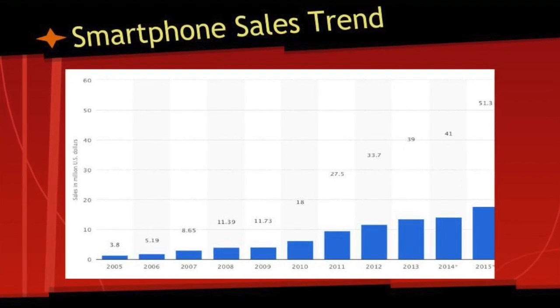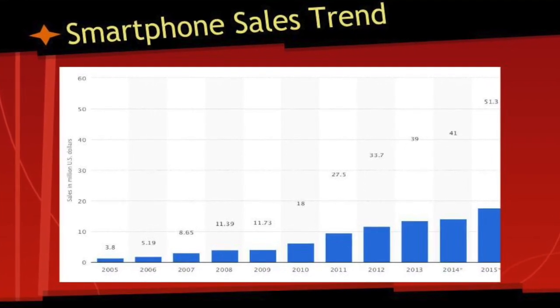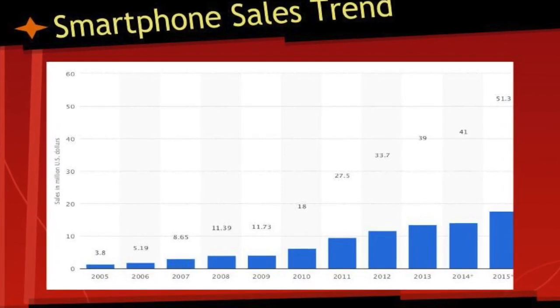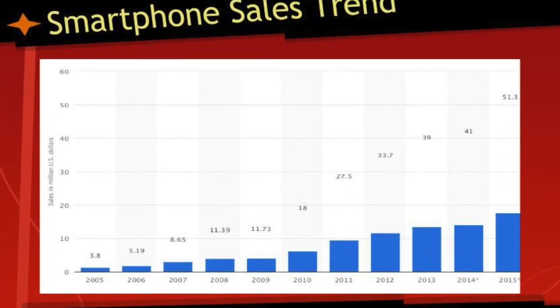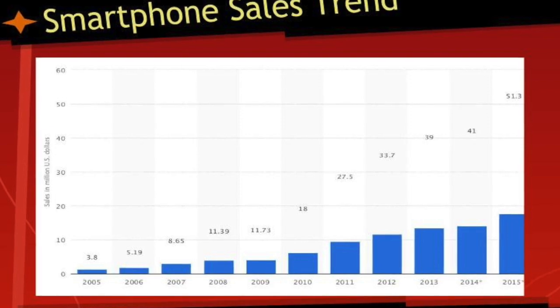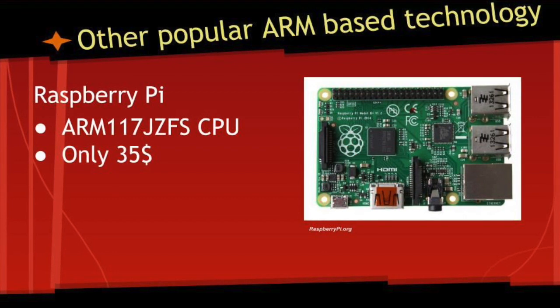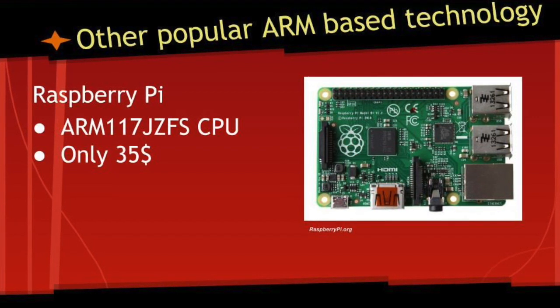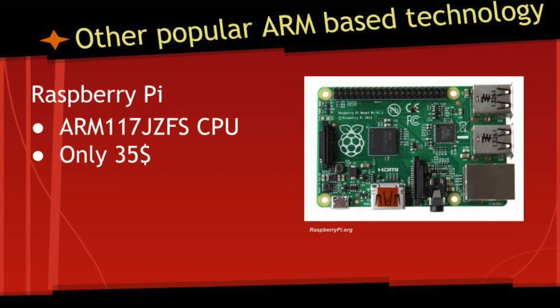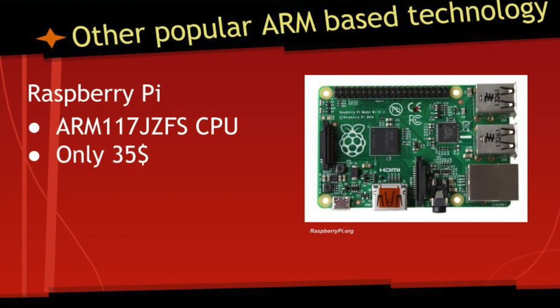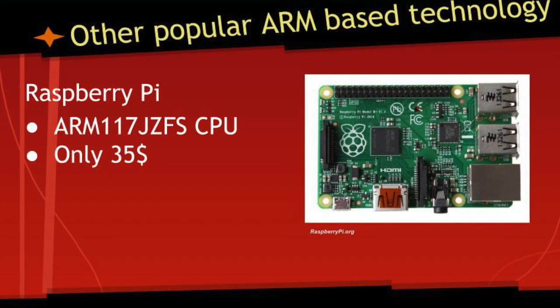And here we have a picture of smartphone sales trends. And so as the smartphone sales trends have increased, so has the demand on the production of ARMs. Due to ARM processors' relatively low power usage and compact size, they are found in many technologies today, mainly in portable or compact versions of devices.